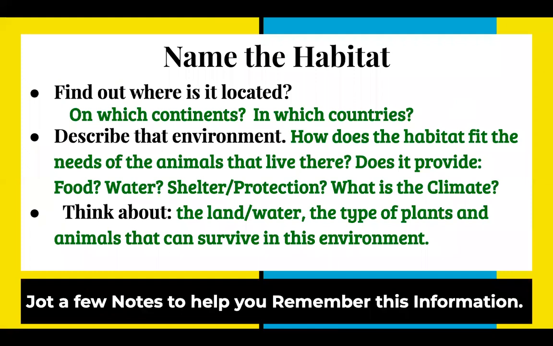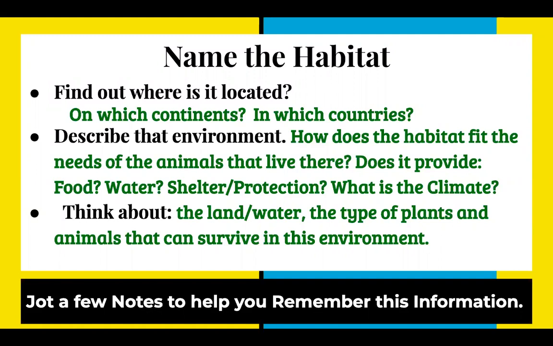You're going to name the habitat, find out where it is located, on which continents or in which countries. Describe that environment. How does the habitat fit the needs of the animals that live there? Does it provide food, water, shelter, and protection? What is the climate like? Think about the land, water, the type of plants and animals that can survive in this environment.